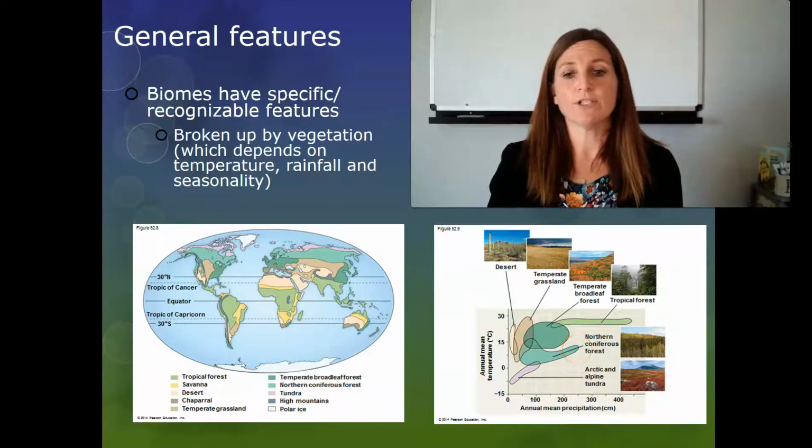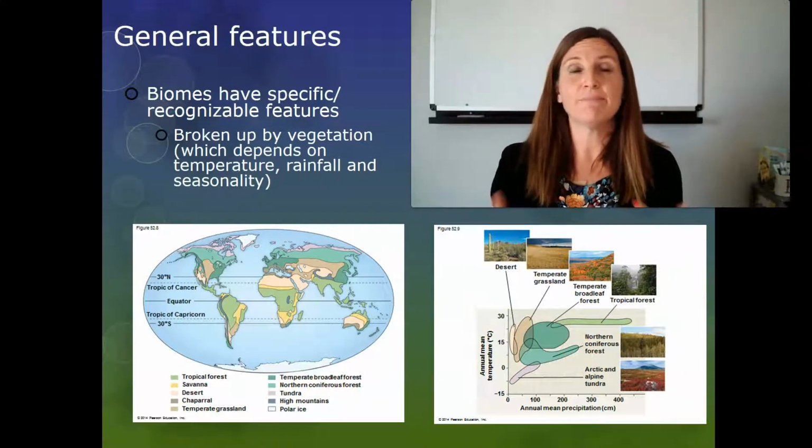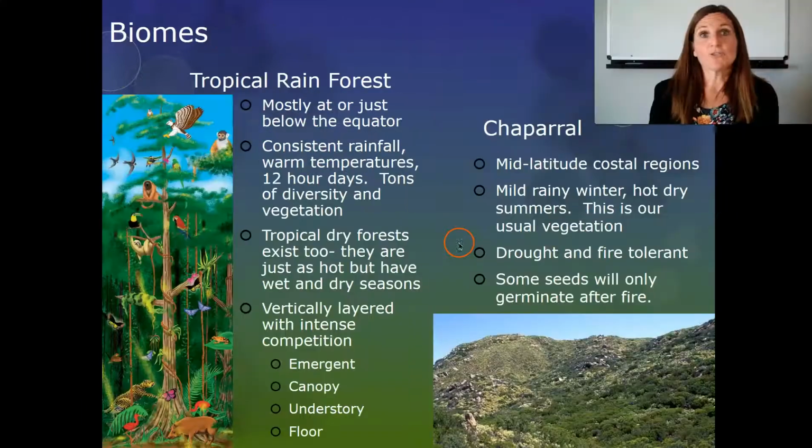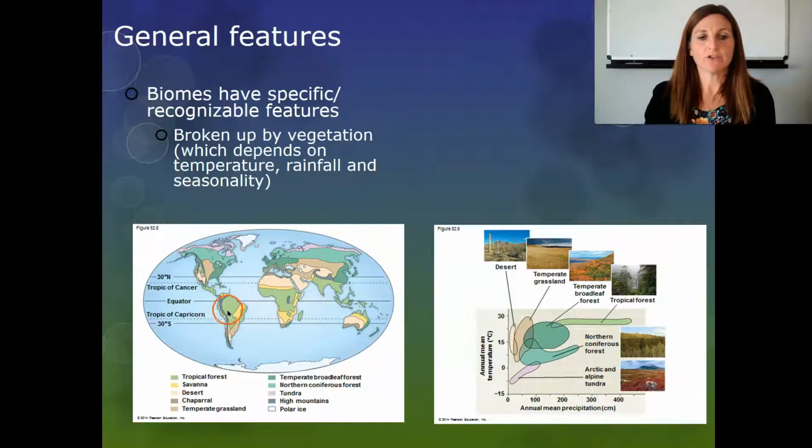What we're going to do now is take a quick look at some of the main biomes that we see and start to get an idea of the biotic, the living, and the abiotic, non-living factors that we see in each of those biomes. Starting out with the tropical rainforest, this is mostly at or just below the equator. As we look back, the tropical rainforest is this bright green coloration that we see through India and through parts of Asia, Africa, and South America.